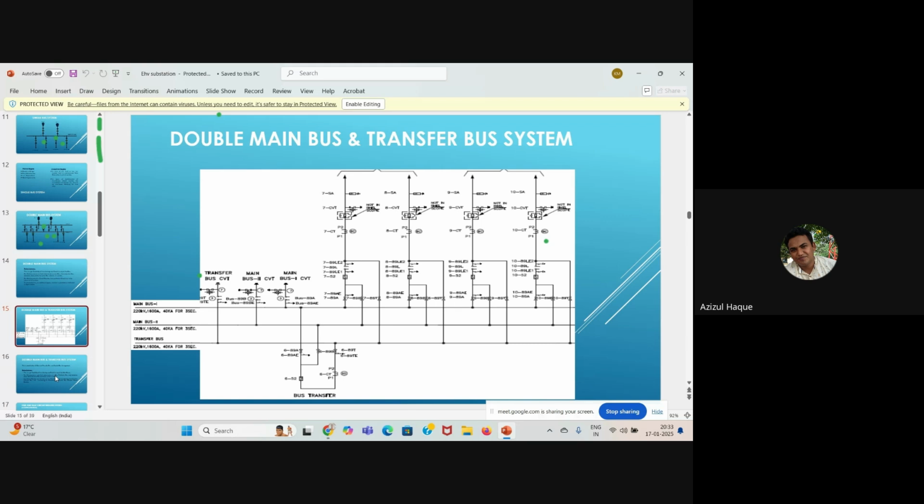At a time we can take out only one breaker, not more than that. So that is the shortcoming of this system. So we have improved over this. Again, the design has been improved to overcome these shortcomings. Then comes the 1.5 breaker system.